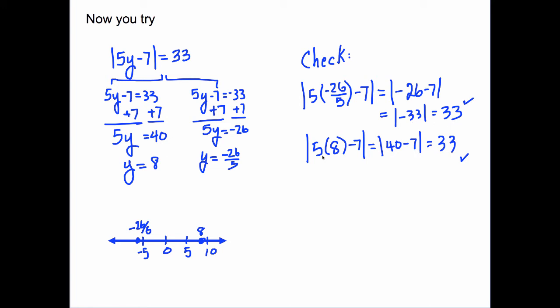Here, for the other solution, we substitute 8 for y. The absolute value of 5 times 8 minus 7 equals the absolute value of 40 minus 7, which does equal 33.